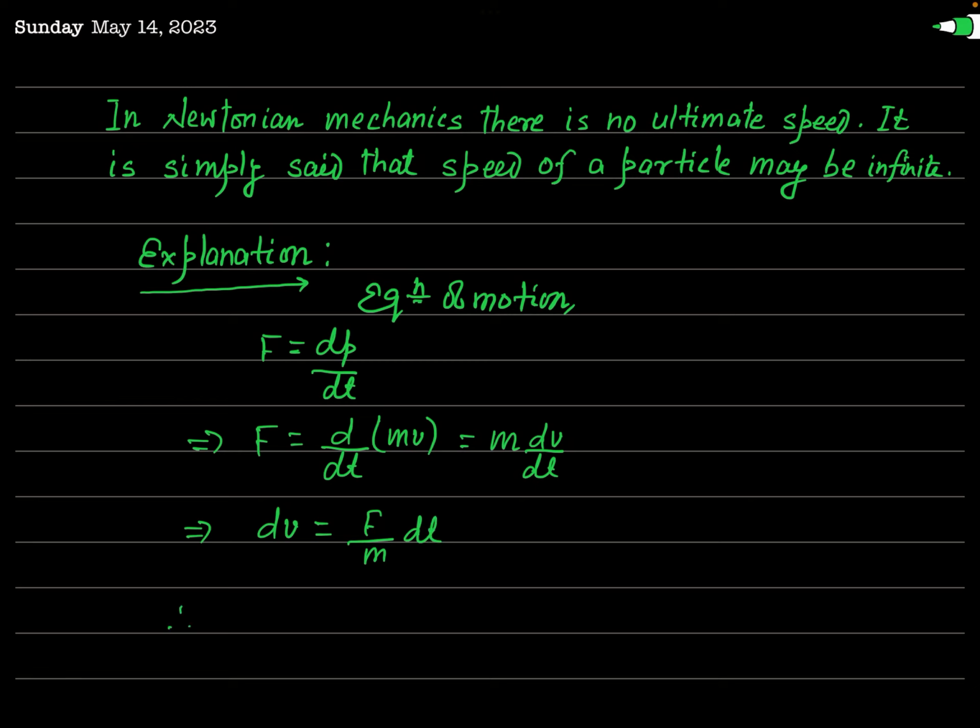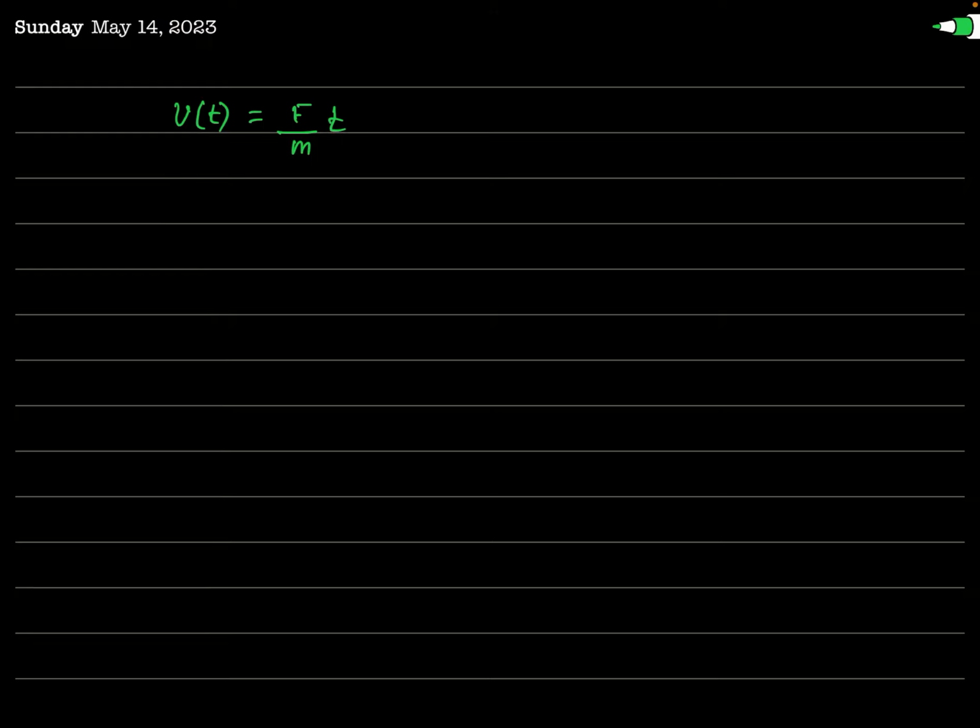Therefore, for getting the value of v at any time t, let us integrate this result. So the integral of dv will be equal to the integral of F over m dt. The limits will be 0 to t for time, and for velocity it will be 0 to v. After integrating, the velocity of the particle at any time t will be simply F over m into t.